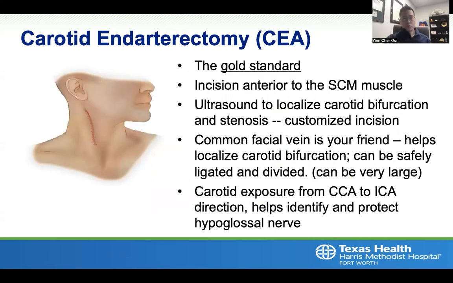Let's move on to discuss carotid endarterectomies, or CEA, which remains the gold standard for carotid revascularization. This is a major surgery, which typically involves a long incision anterior to the sternocleidomastoid muscle with dissection down the avascular plane to expose the cervical carotid artery widely.